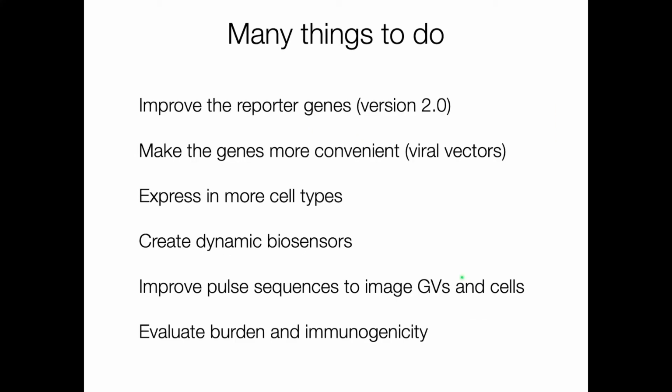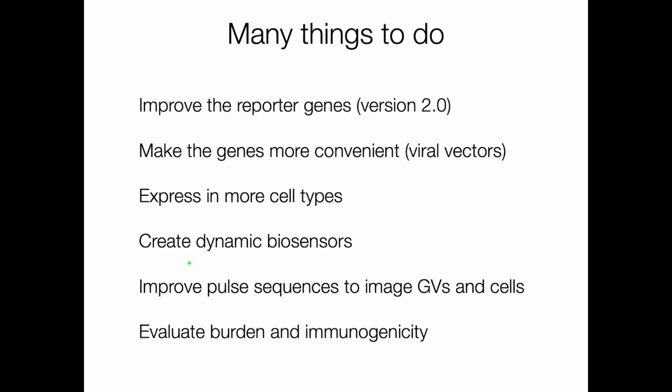So even with the things I just showed you, we're just at the very starting point. There are many, many things to do. We need to improve the reporter genes. You know, if you follow the analogy to GFP, nobody uses the original GFP anymore because it wasn't that bright, it wasn't that stable, et cetera. And so there are all these new and beautiful versions, and we'd like to do something similar with our acoustic reporter genes. We need to make the genes more convenient. For example, put them into viral vectors so they can be very widely used in a variety of cell types.